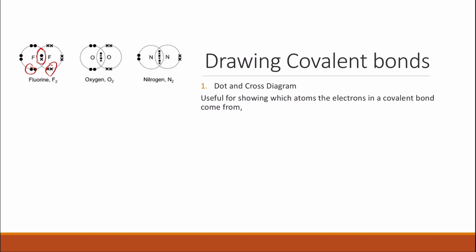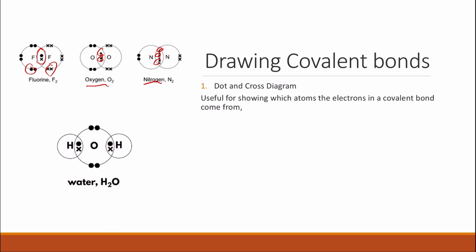Some atoms can share more than one pair of electrons to make more than one covalent bond, like oxygen, where there are two pairs of electrons. In nitrogen, there are three pairs of electrons. So two atoms of nitrogen will form three bonds between the two atoms.